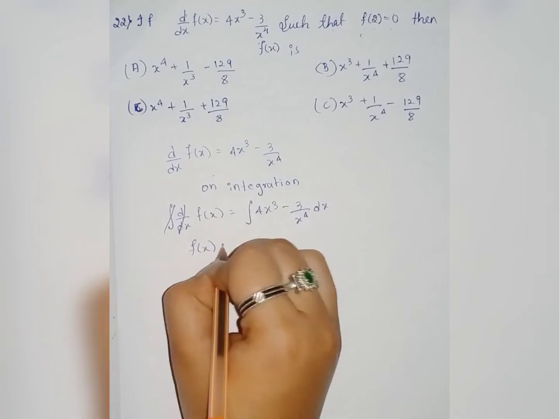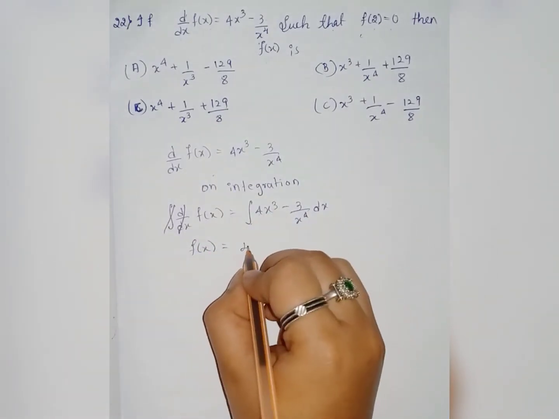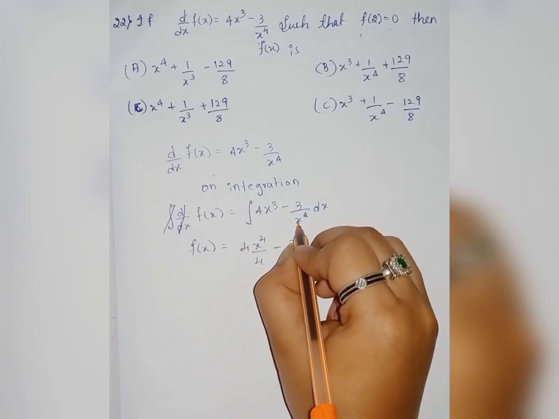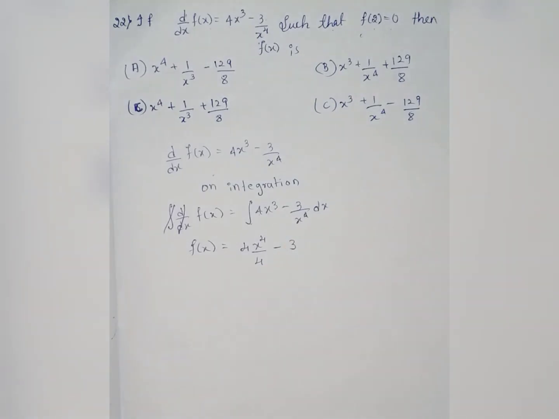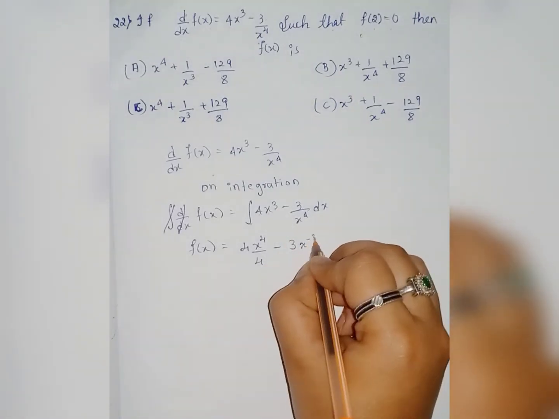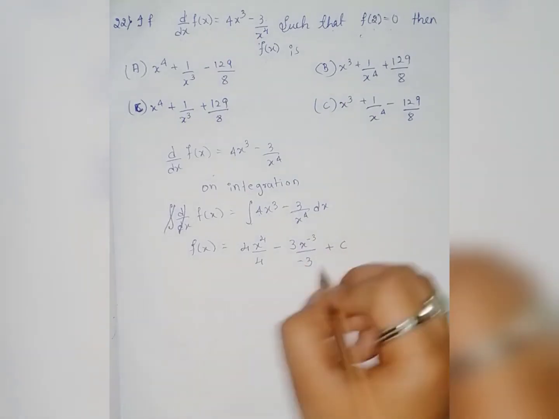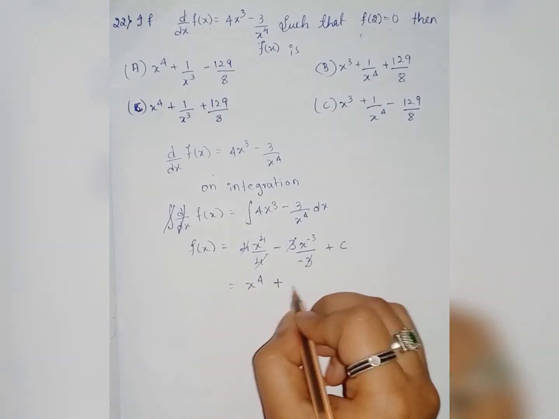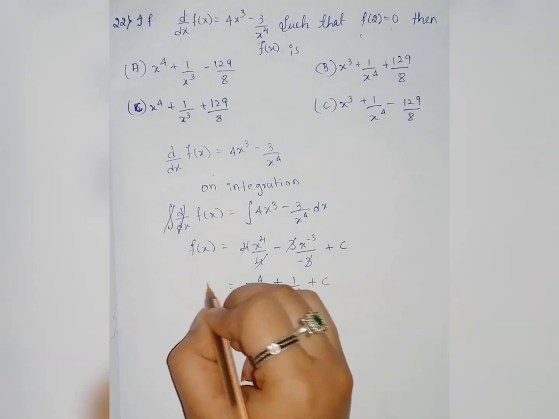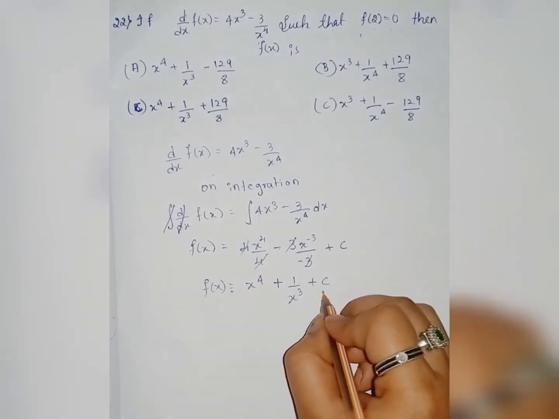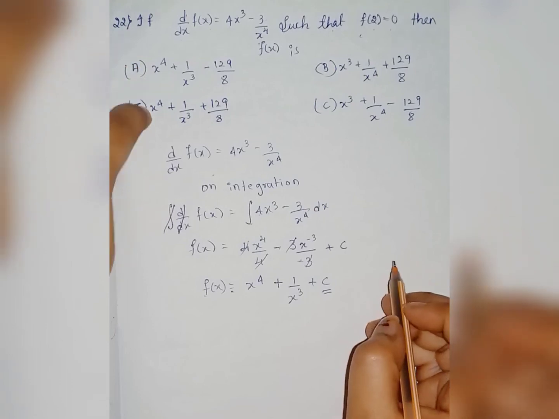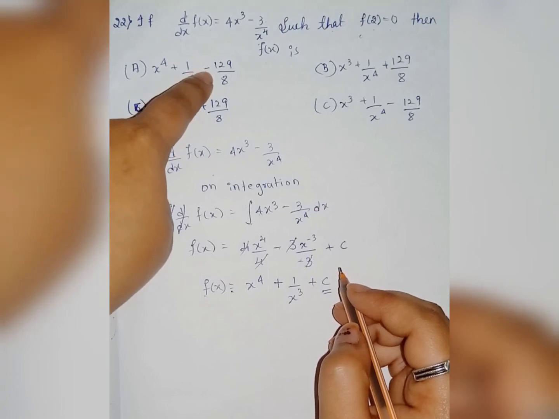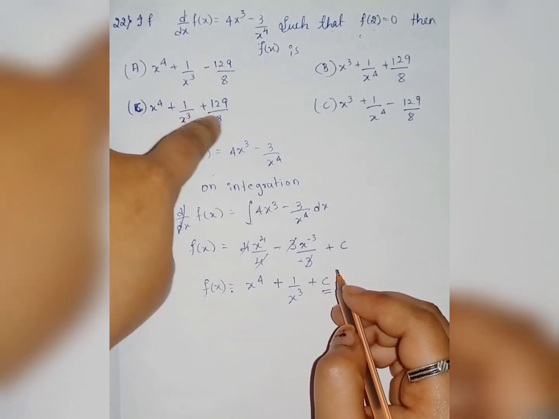So f of x is equal to integration of 4x cubed, which is 4 x to the power 3 plus 1 is 4, by 4, minus 3. X power 4 we can take to the numerator as x to the power minus 4, so x to the power minus 3 by minus 3, plus c. This 3 cancels, 4 cancels. So x to the power 4 plus, minus into minus is plus, 1 by x cube plus c. And we found f of x, but we don't know this constant, because there are two options which say the same thing, x power 4 plus 1 by x cube, and here minus 129 by 8 is there, whereas here plus 129 by 8 is there.